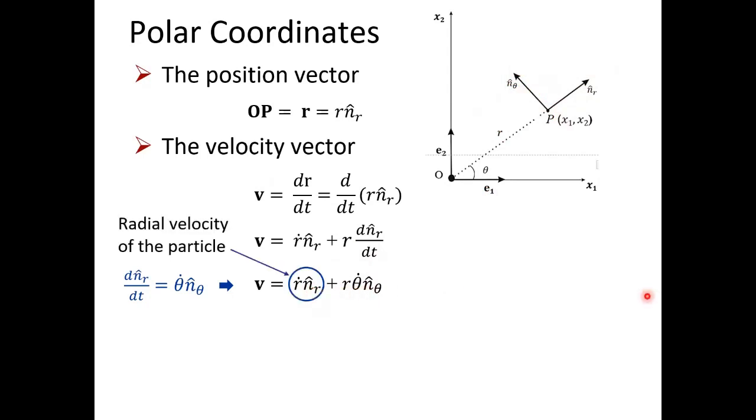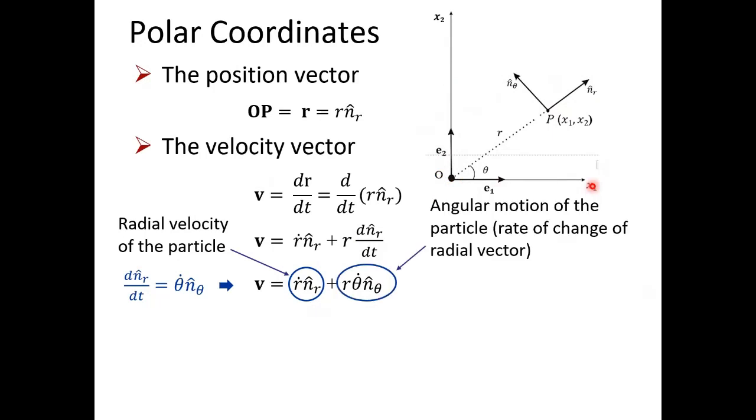So this is the radial velocity of the particle, because this is the radial direction. This is with respect to the fixed coordinate frame, or the universal reference frame in this case. And this is the angular motion of the particle, that is, the rate of change of the radial vector. This is the rate of change of the radial vector that makes the angular motion possible.